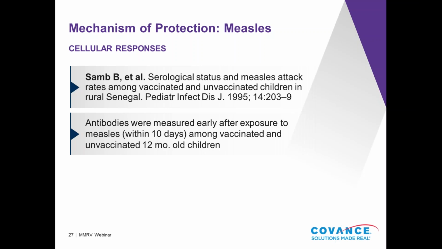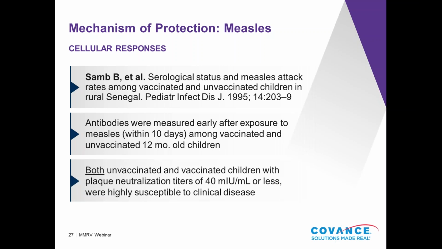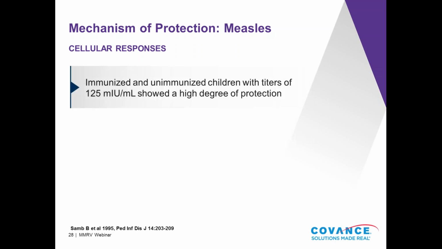They looked at the antibodies among vaccinated and unvaccinated 12-month-old children. They found that both unvaccinated and vaccinated children with plaque neutralization titers of 40 milli-international units per ml or less were highly susceptible to clinical disease. They also found that immunized and unimmunized children with a titer of 125 milli-international units per ml showed a high degree of protection.